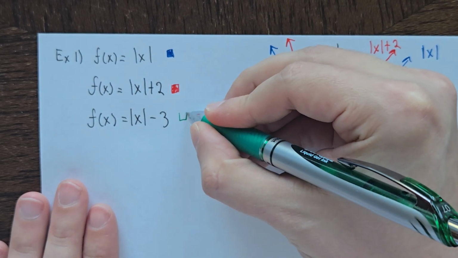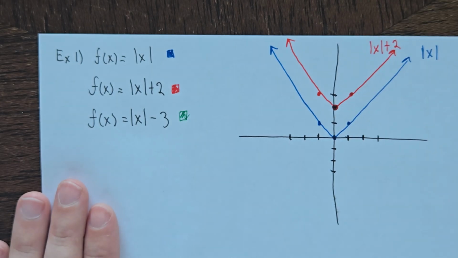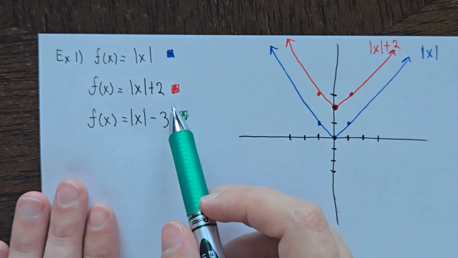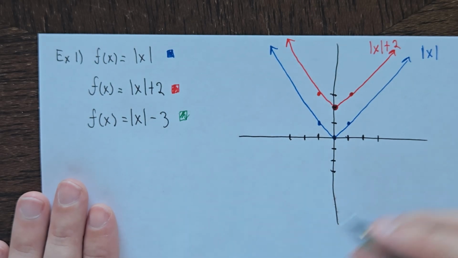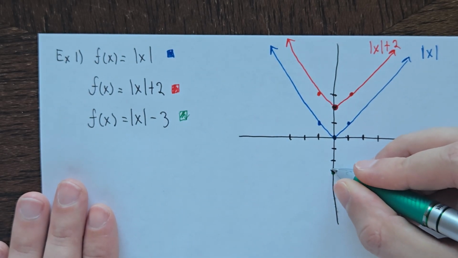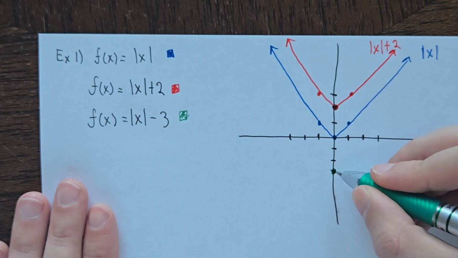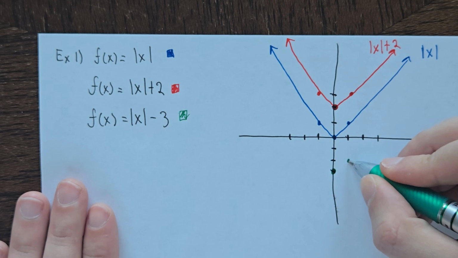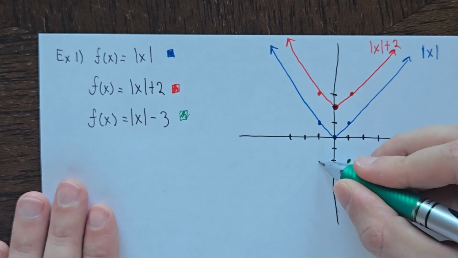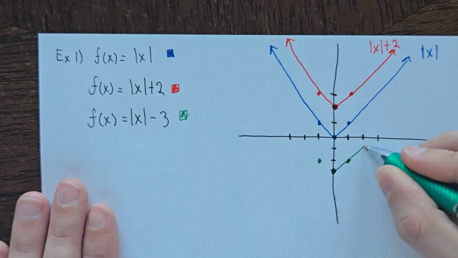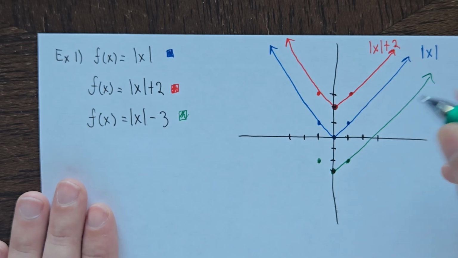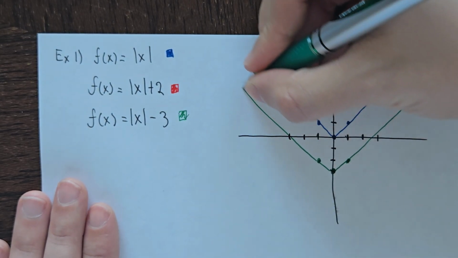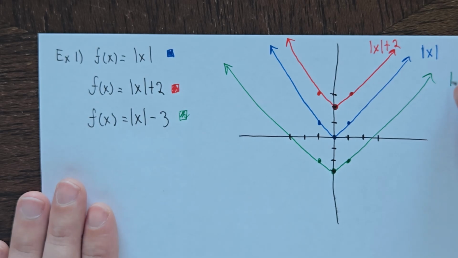Let's do the other one in green. Well, if we added 2 to the function and it went up by 2 units, then whenever we subtract 3, it should move down by 3 units. And we do end up seeing that's what happens. We move that 0, 0 point down to 0, negative 3. We move this point down to 1, negative 2, and then negative 1, negative 2. And again, we'll get this absolute value like structure there, where this is the absolute value of x minus 3.